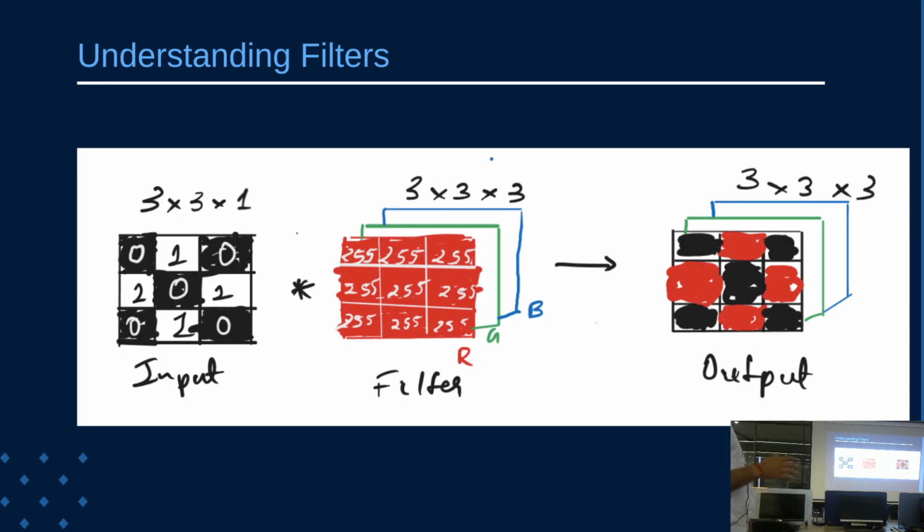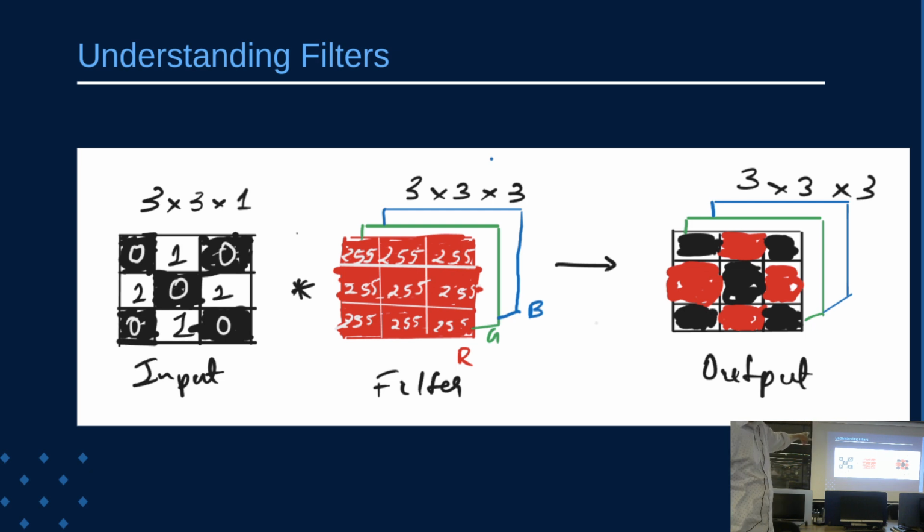So let's simplify this. Let's say we have a checkered box image, where the diagonals are all black and everything that is not diagonal is white. And then you have your filter. It's a red filter, and the image is a 3x3 image. This is basic math. I hope everyone gets it.